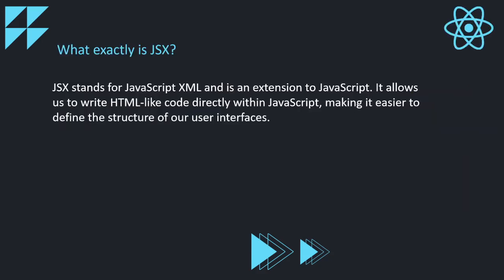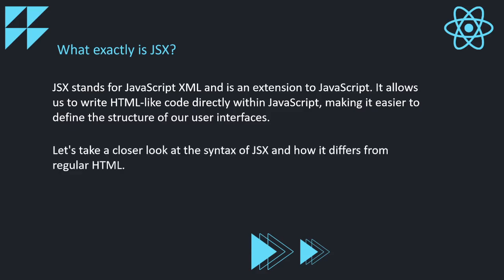So let's start. First of all, let's understand what exactly is JSX. JSX stands for JavaScript XML and is an extension to JavaScript. It allows us to write HTML-like code directly within the JavaScript, making it easier to define the structure of our user interfaces. Let's take a closer look at the syntax of JSX and how it differs from regular HTML.